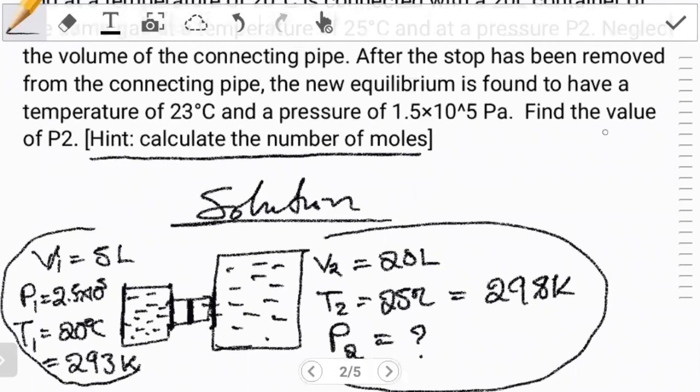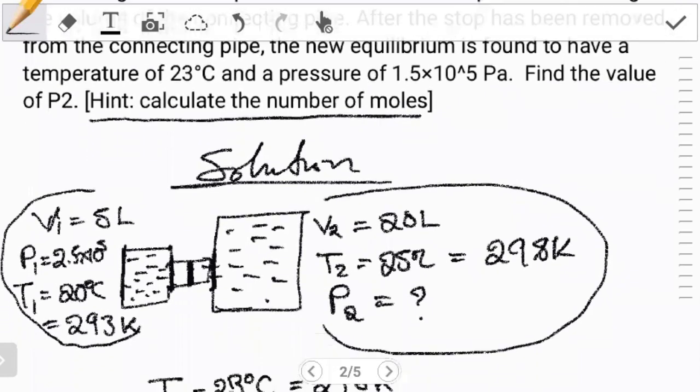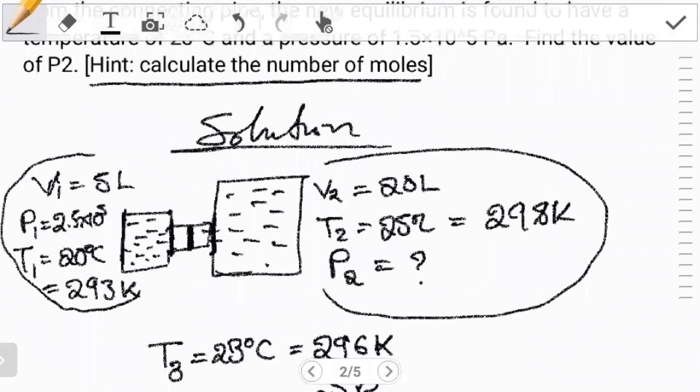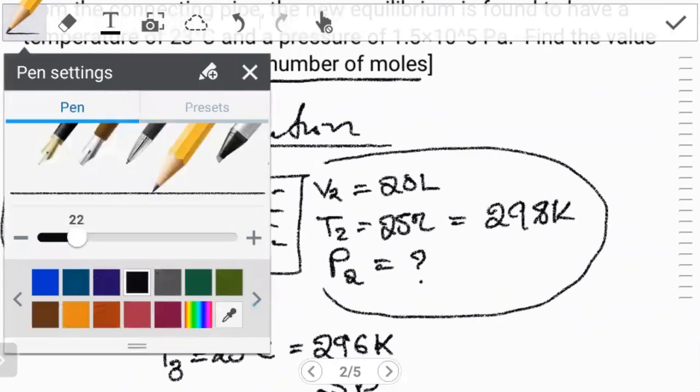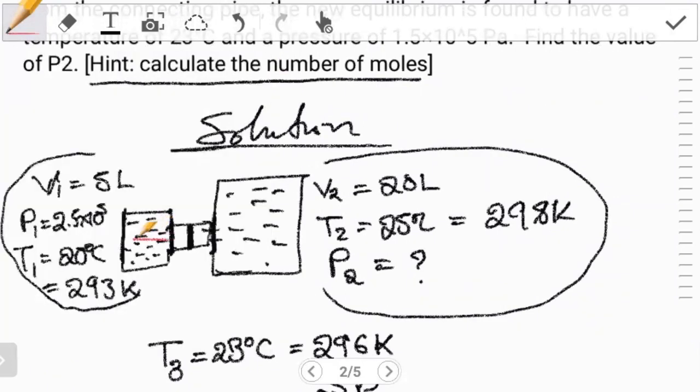Now look at our hint. Calculate the number of moles. Now, how does that help us? See, when it was closed here, we had a specific number of moles each side. Let's say here you had N1, and then the other side you had N2. These are the number of moles. See, since this is a closed system, it means that the number of moles you have here is going to be fixed. It's going to be constant. And the number of moles you have on the right-hand side is also going to be constant.